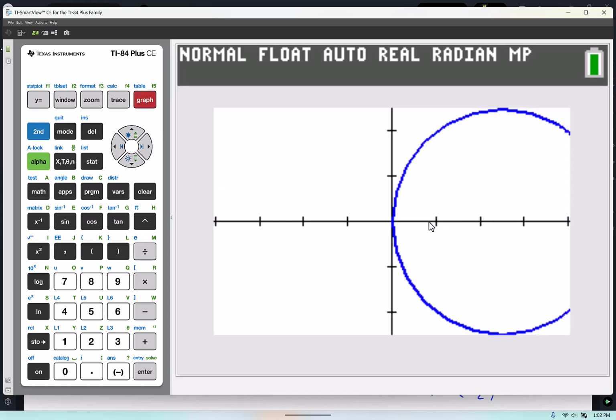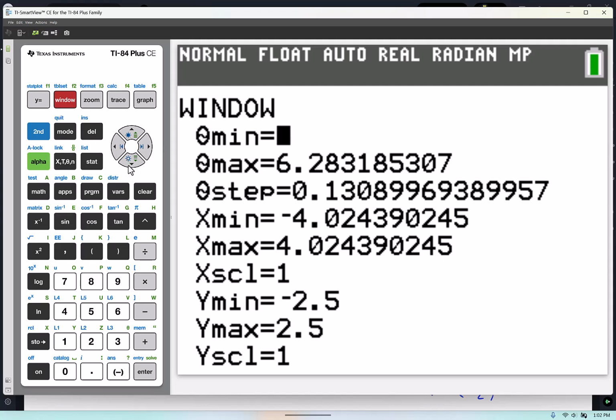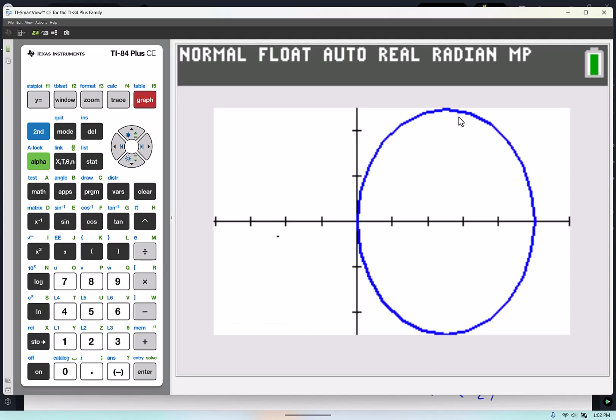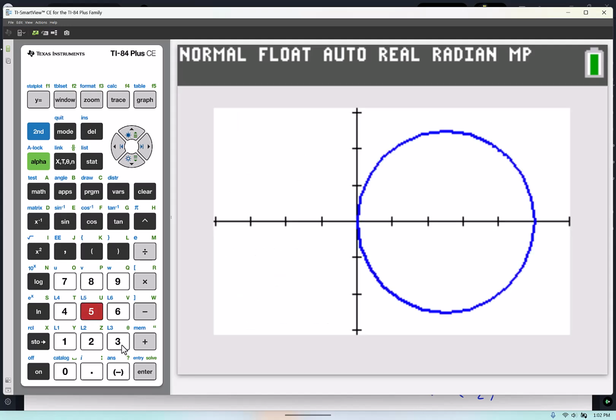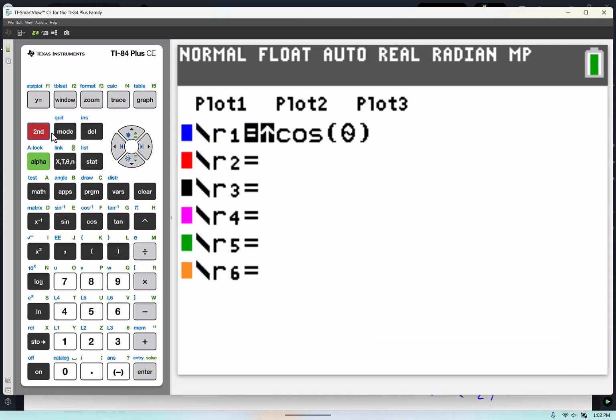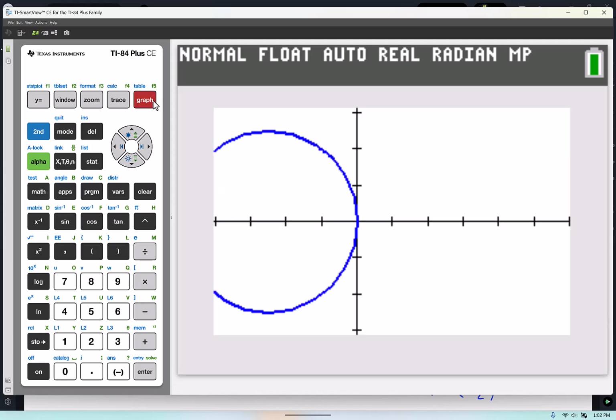Oh, look. 2.5 is the center, and I know you can't see it, but let me change my window. Let me go to Xmax 6, and you'll be able to see it now. It looks like an oval. Okay, let's make a square window. 5. There it is. Cool, right? Look what happens when I make it negative. What do you think is going to happen? It's going to go to the other side. Graph. Look, see? Cool, right?